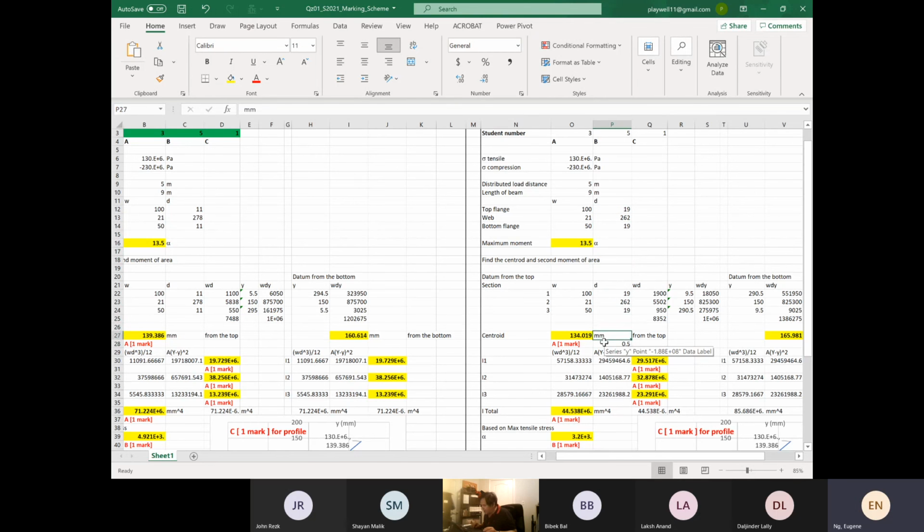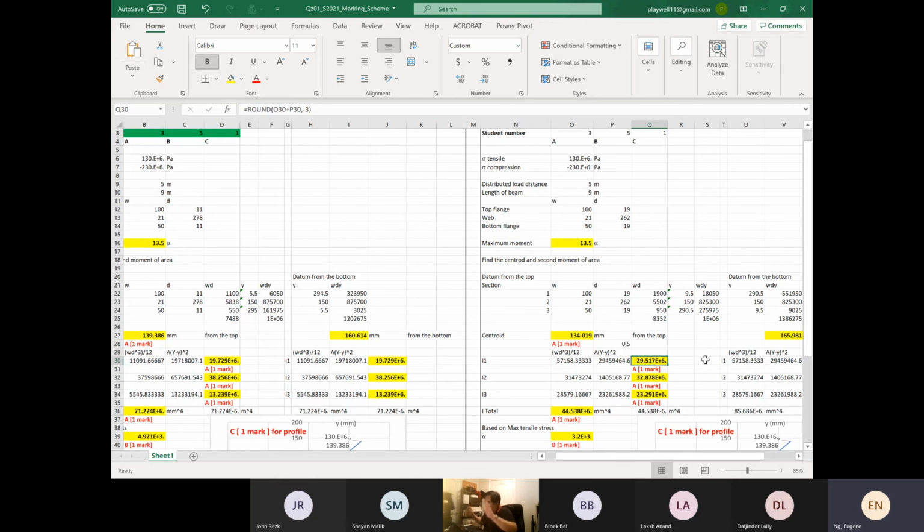However, the mistake you have made will affect your I1, I2, and I3. Now we are going to mark your I1 based on 29.517. The original value is 19.729. This is how we mark you based on procedure. If the procedure is correct, these numbers should match.